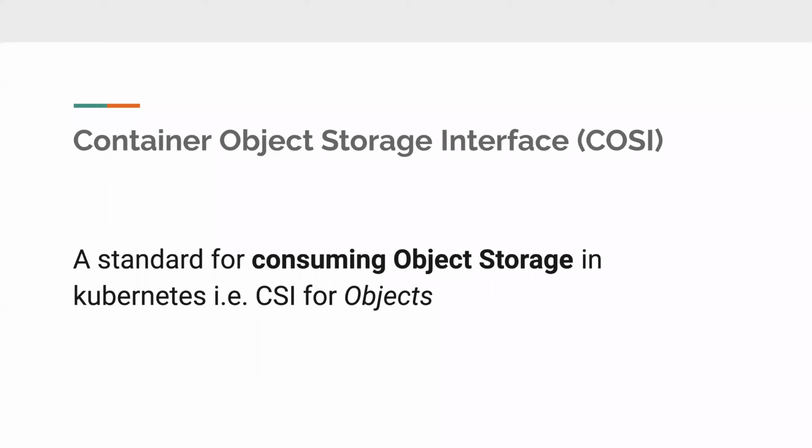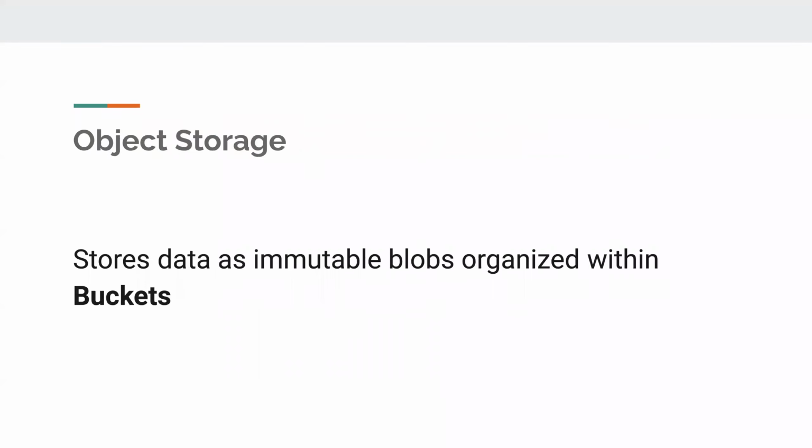It's a standard for consuming object storage in Kubernetes. It's basically like CSI is a standard for file and block. We're creating a new one for object storage. We're calling it Container Object Storage Interface, COSI. Just to reiterate what object storage is, I'm sure we all know: it stores data as immutable blobs organized into buckets.